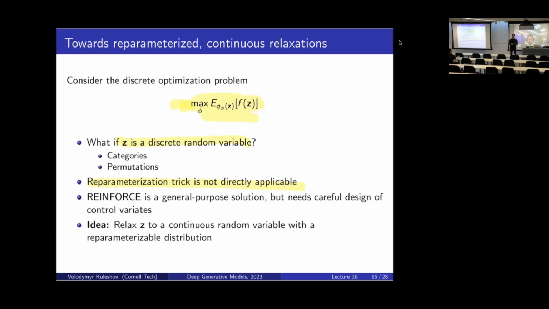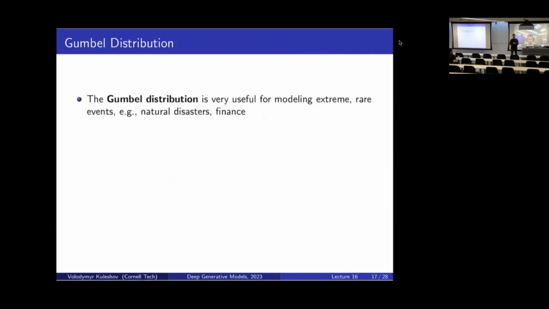And I'm going to show you at least one and a half ways: one detailed example and one less detailed example of how this relaxation trick can be applied. In order to give you the first example of this trick, I will need a tool, and this tool is going to be called the Gumbel distribution.